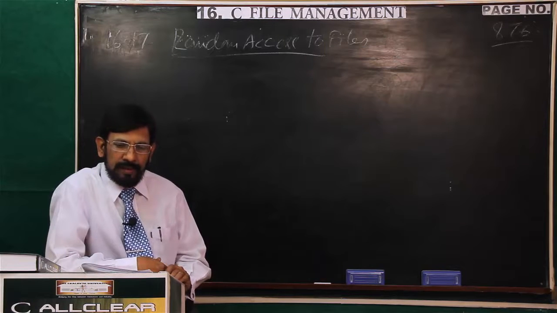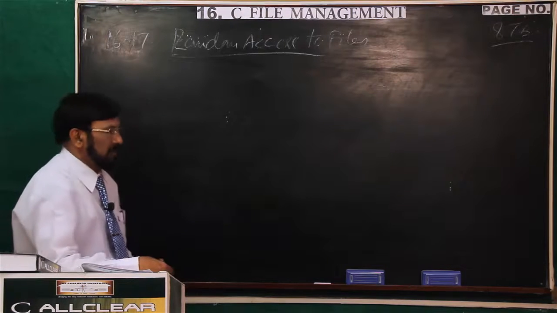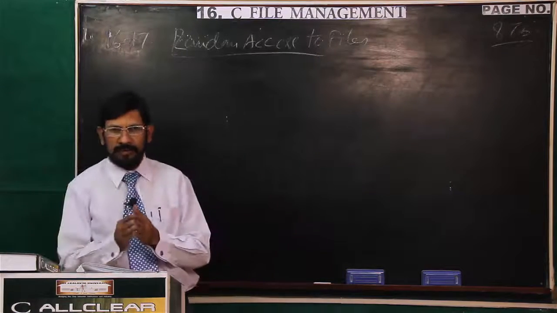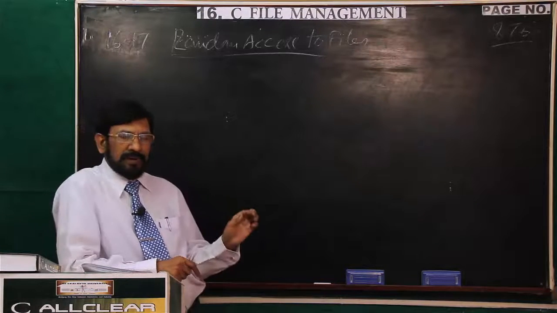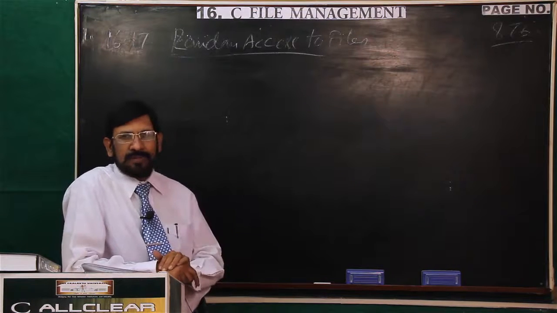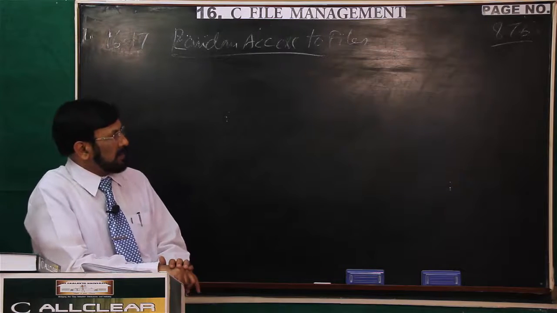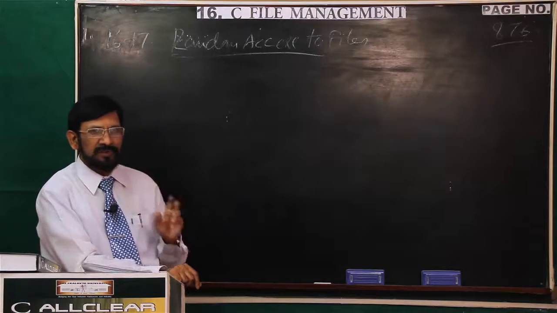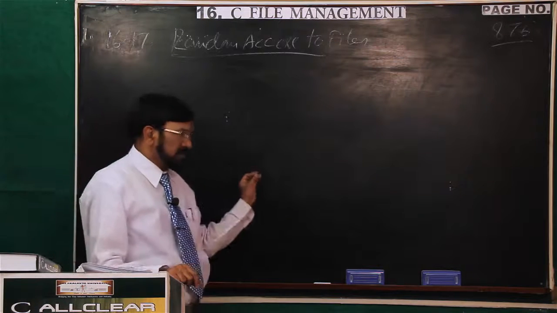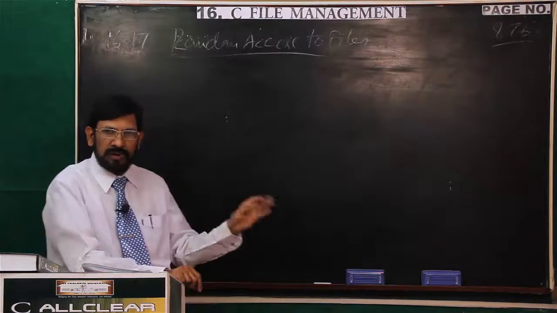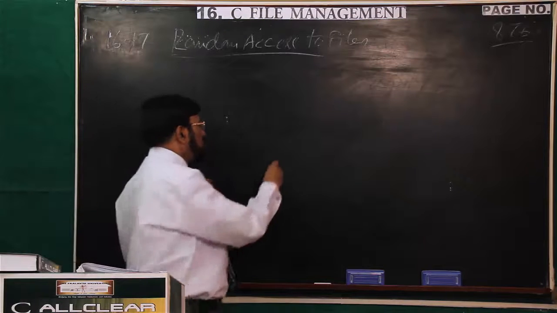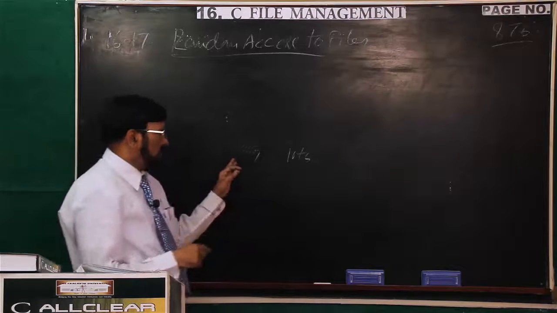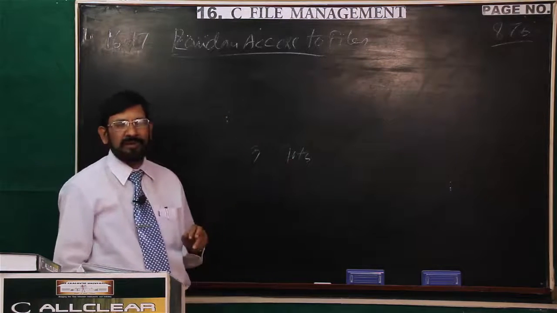16.17 Random access to files. Actually, there are two types of devices: magnetic tapes and magnetic disks. As far as magnetic tapes are concerned, we have to access data sequentially. That means first record, second record, third record, fourth record in a sequential order. So, if you want the 10th record, first 9 records you have to access, then the 10th record you can access.